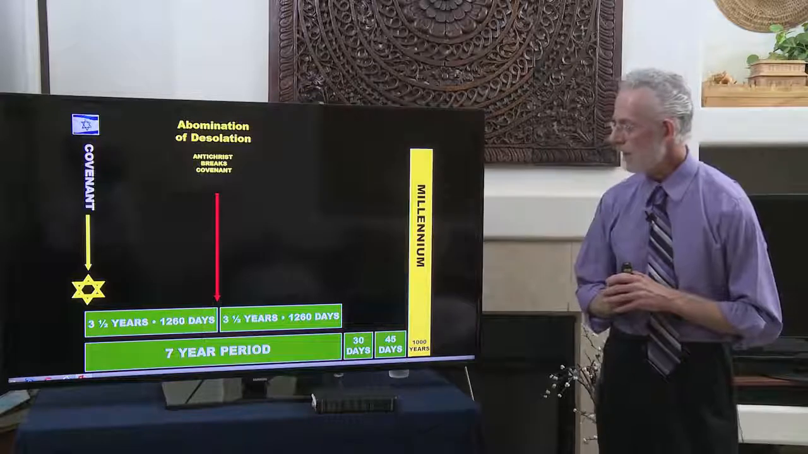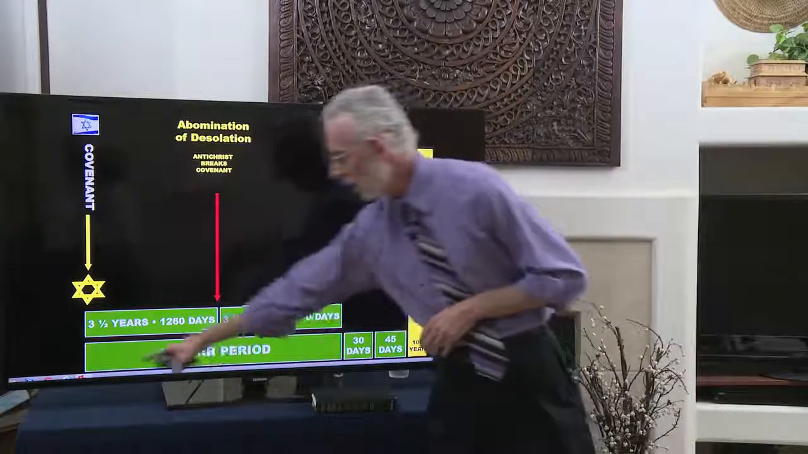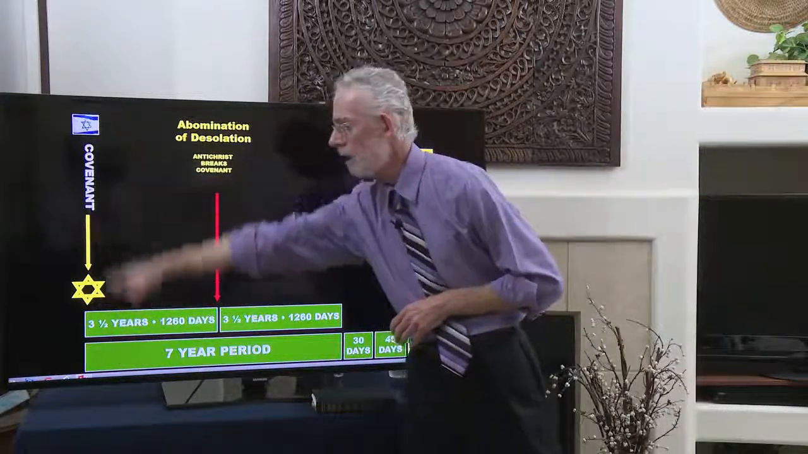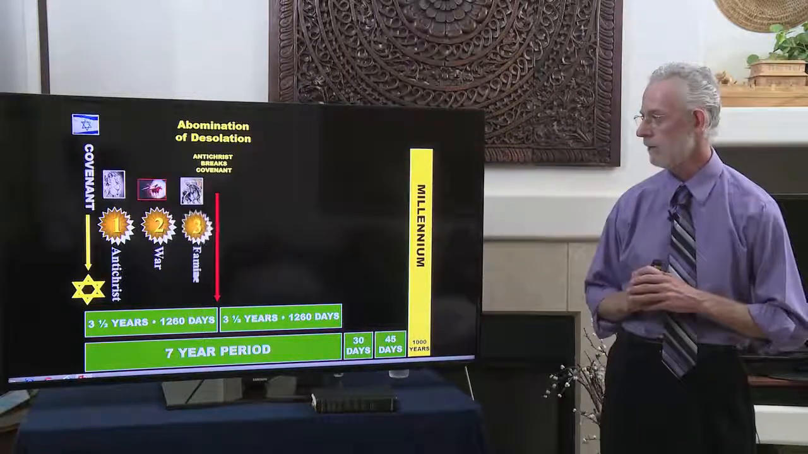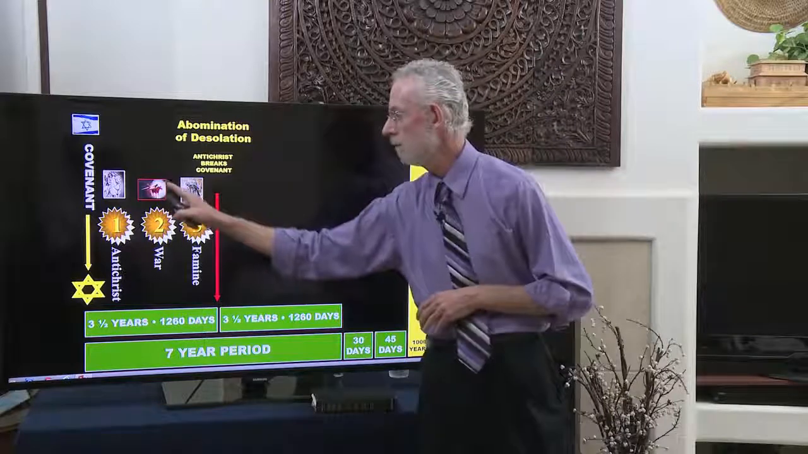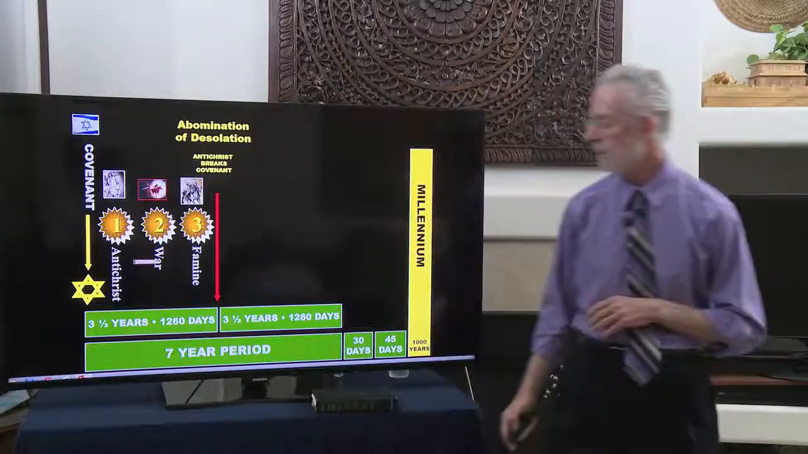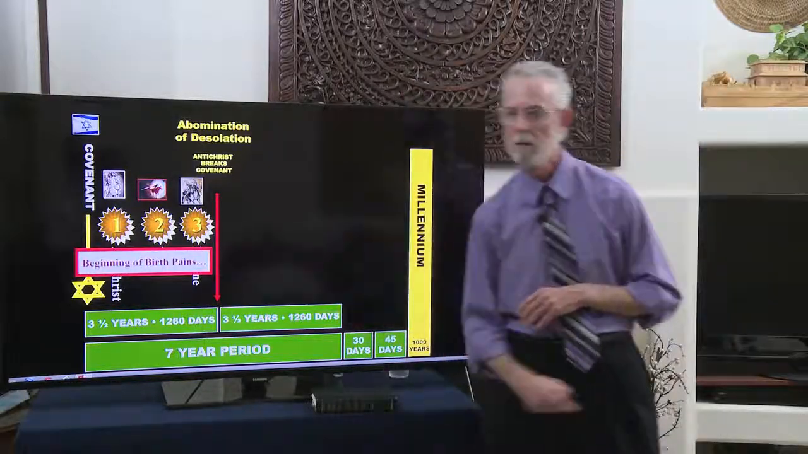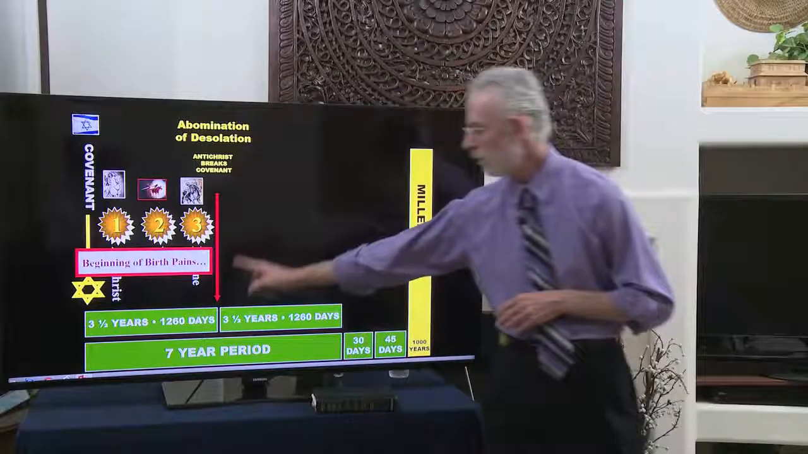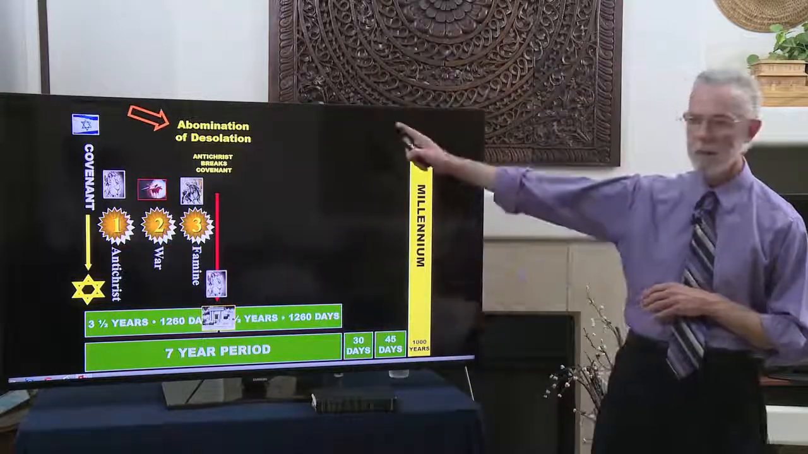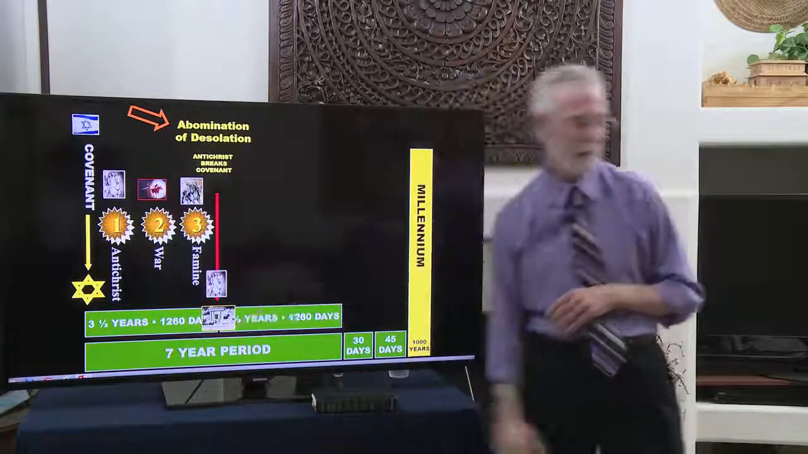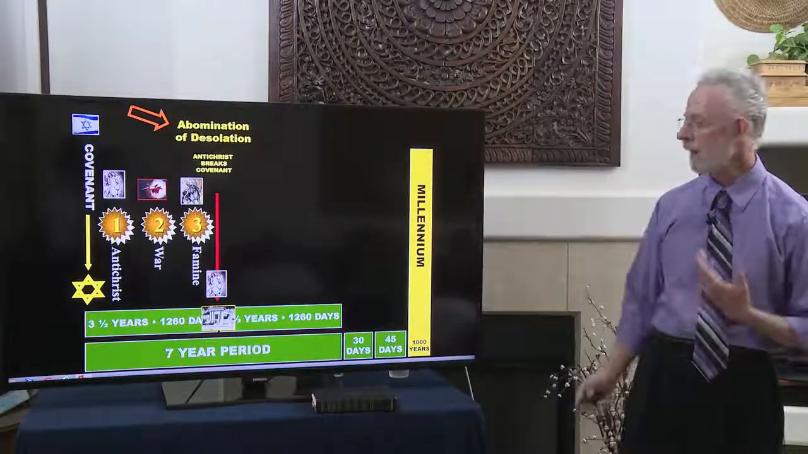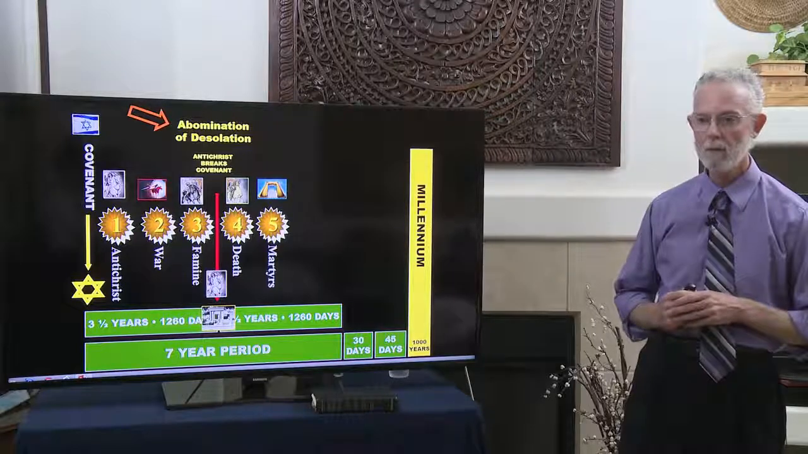All right, so this is how things appear to play out. At the start of that seven-year period, the Antichrist is going to sign that peace treaty or confirm that covenant with the nation of Israel, right? Then we're going to have the first three seals. We're going to have the Antichrist, followed by war, followed by famine. And Jesus said that's the beginning of birth pains. All right, so we're up to the midpoint here. At the midpoint, the Antichrist is going to commit the abomination of desolation. He's going to break his covenant. He's going to go into that temple and declare himself to be God. And then what happens? Well, then we have death and martyrdom.